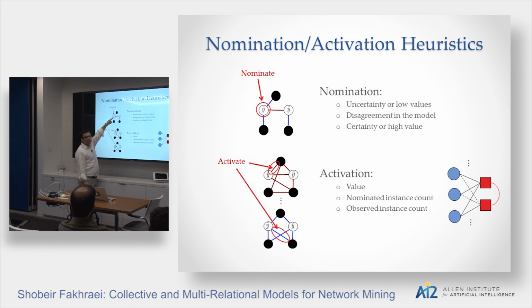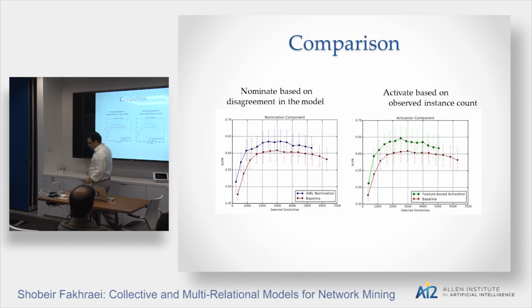For example, I know that this is a link, and if I connect this more to the other things, I can propagate this information to the other variables and use that. For the activation, we could activate based on value or based on nominated instance count or observed instance count. What that means is, for our setting, when we select a similarity, this is shared between a lot of triangles. So we can count how many unknown variables this will activate and how many observed variables this will activate, and use that as a method to select the similarity. So this is, as I said, preliminary results on this.